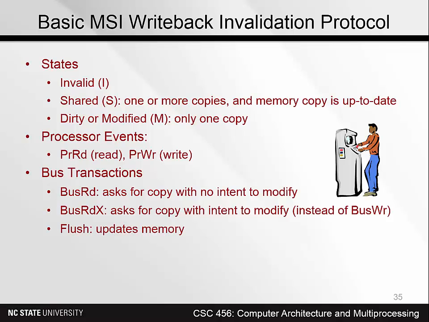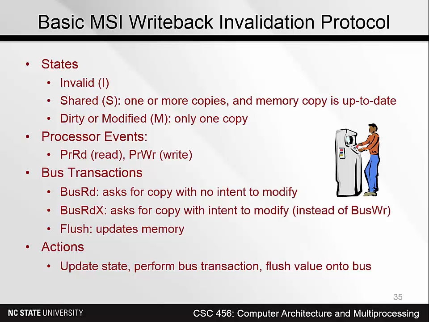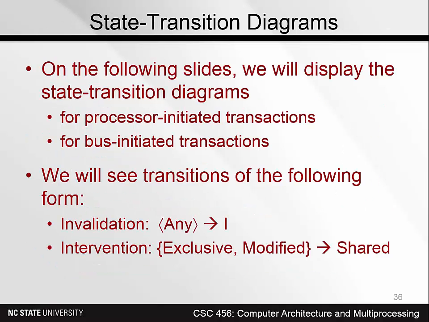And third, Flush, which means that a cache line is sent across the bus to update memory. This will happen when a block is replaced because of a cache miss to some other block, or when another processor requests a copy of a block that has been modified since it was cached. When a read or a write occurs, the cache state must be updated accordingly. In most cases, a bus transaction will be needed, and sometimes a cache line needs to be flushed onto the bus. These protocol actions are represented in the state diagram and in our animation.